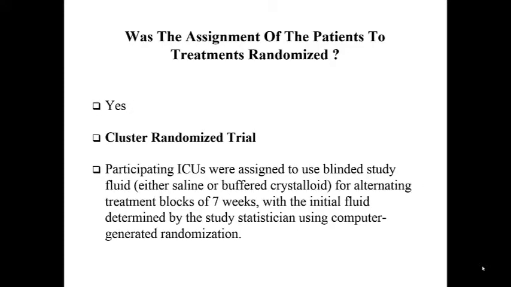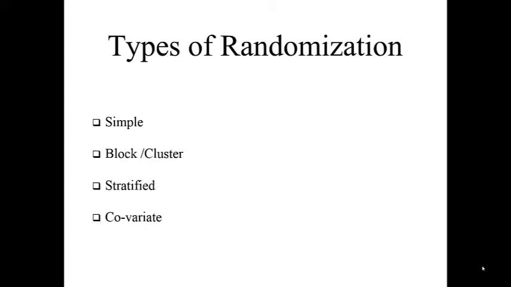So, was the assignment of the patients to the treatment randomized? Yes, they used the cluster. I'll go over the questions we have for the critical appraisal for the JAMA articles. Yes, it was a cluster randomized trial, and the participating ICUs were assigned to use blinded fluid, either saline or buffered, for alternating treatment blocks of 7 weeks, with the initial fluid determined by the study statistician using computer-generated randomization.